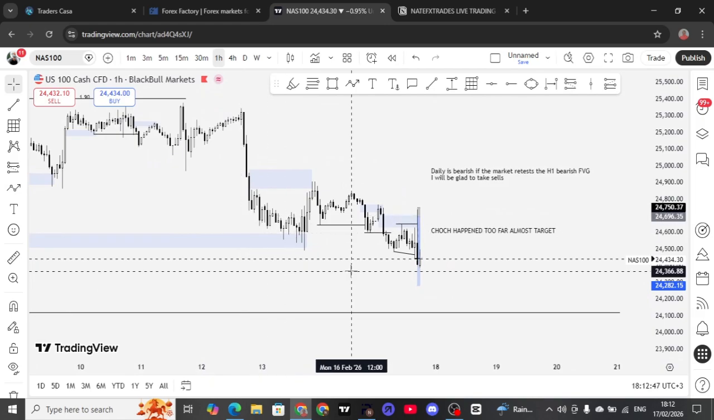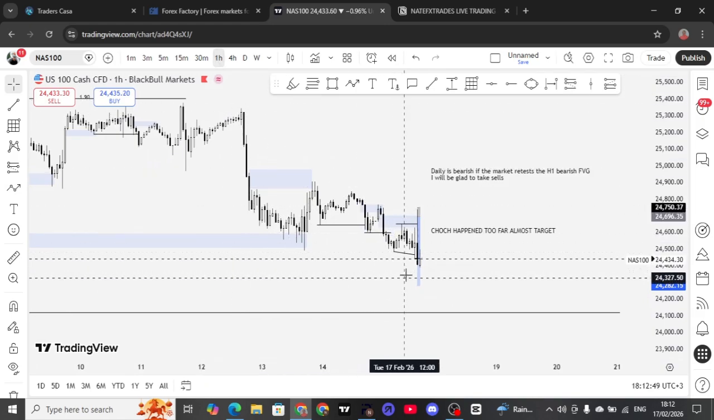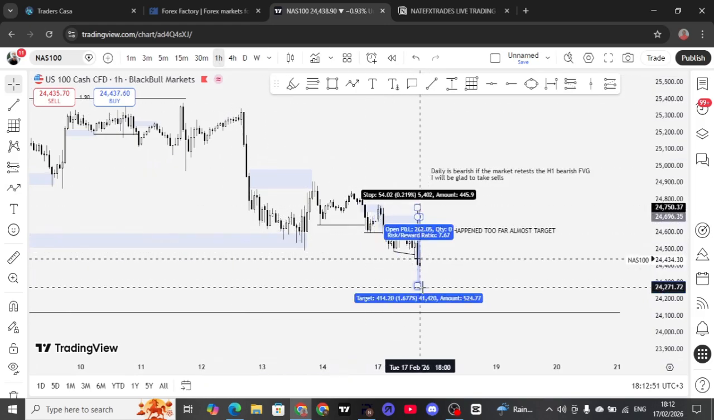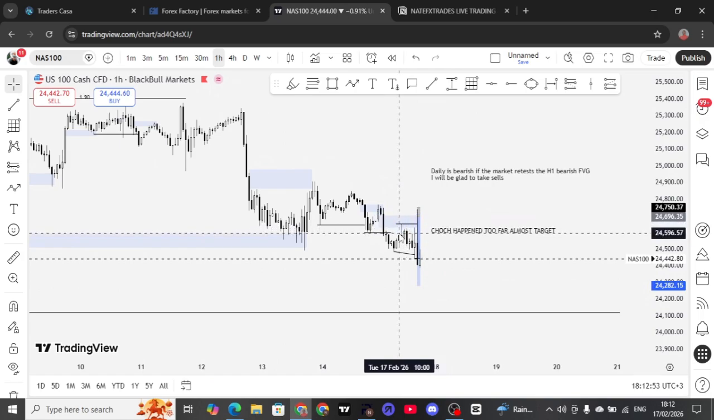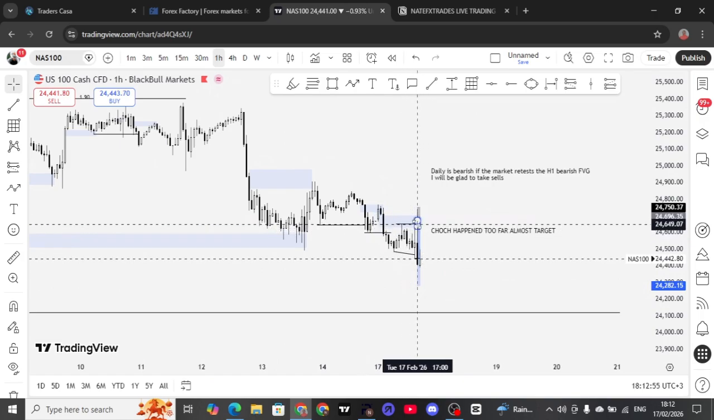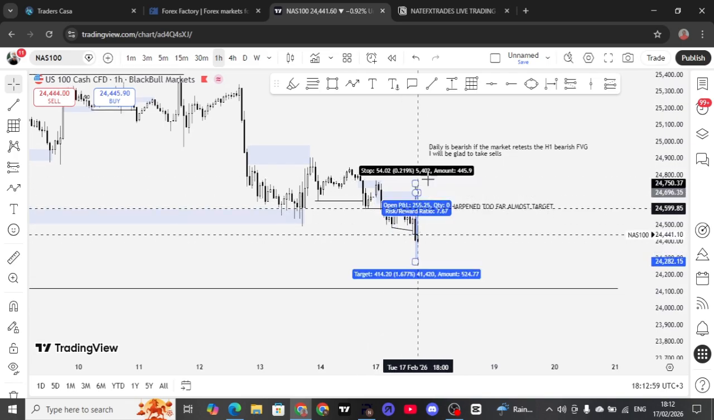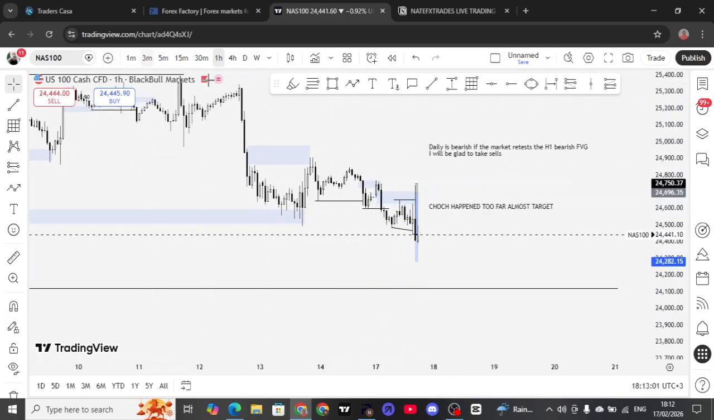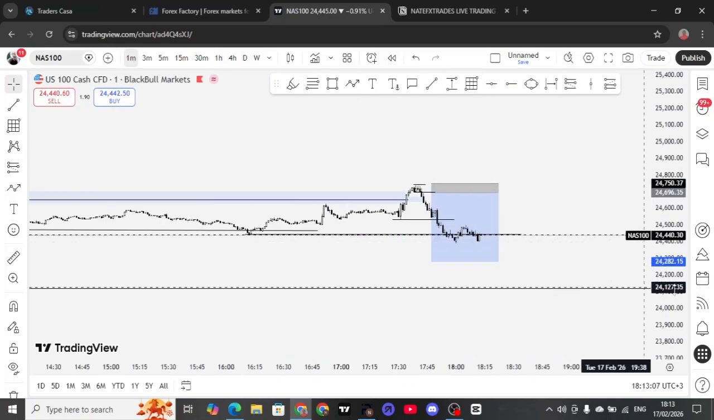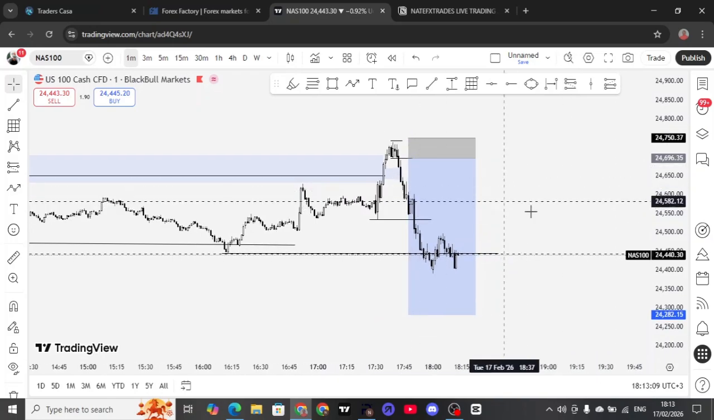And then looking at the 1 hour, we had this fair value gap here and liquidity, the London high here, which was very nice liquidity. I was waiting for a manipulation of that London high and then market structure shift on the lower time frame. That's the 1 minute time frame, so that I can take my sells.